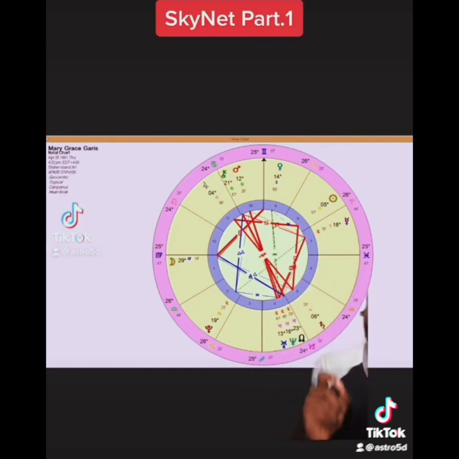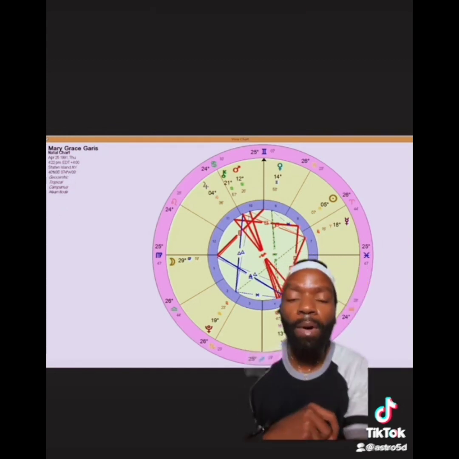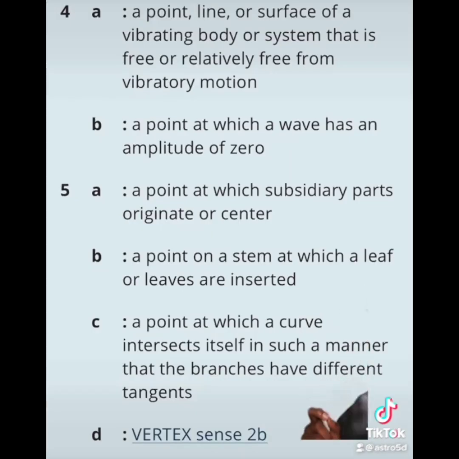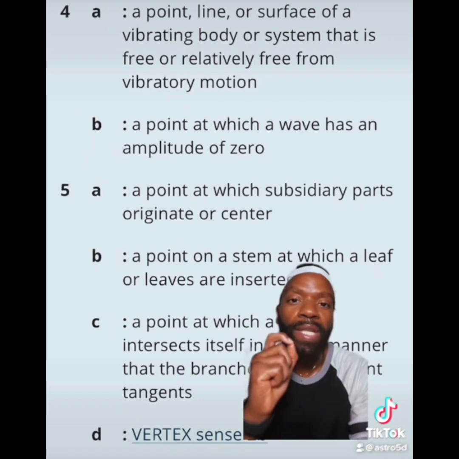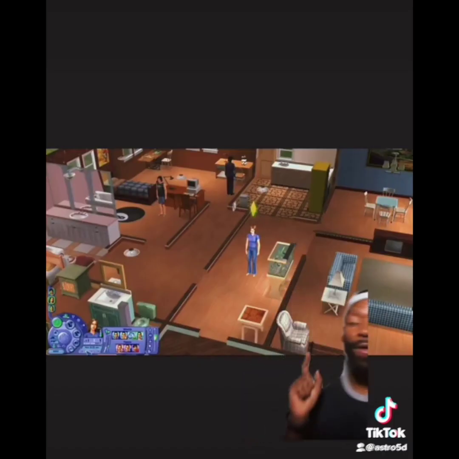Alright, jumping right into it. On a natal chart, you have what's called a north node and a south node, also Ketu and Rahu. This is the definition of a node: a point, line, or surface of a vibrating body or system that is free or relatively free from vibratory motion; a point at which a wave has an amplitude of 0. So essentially like a marker for a digital avatar. For example, for the Sims character, it would be the emerald diamond above their head.